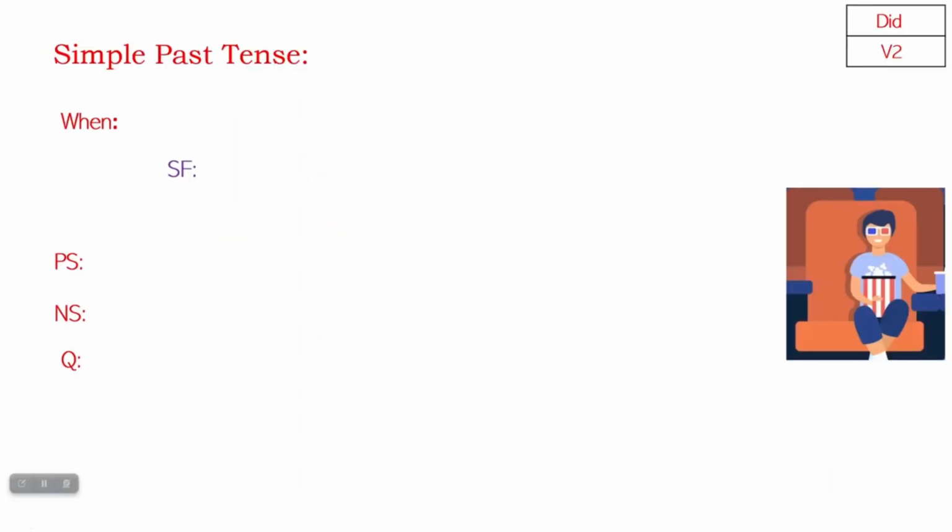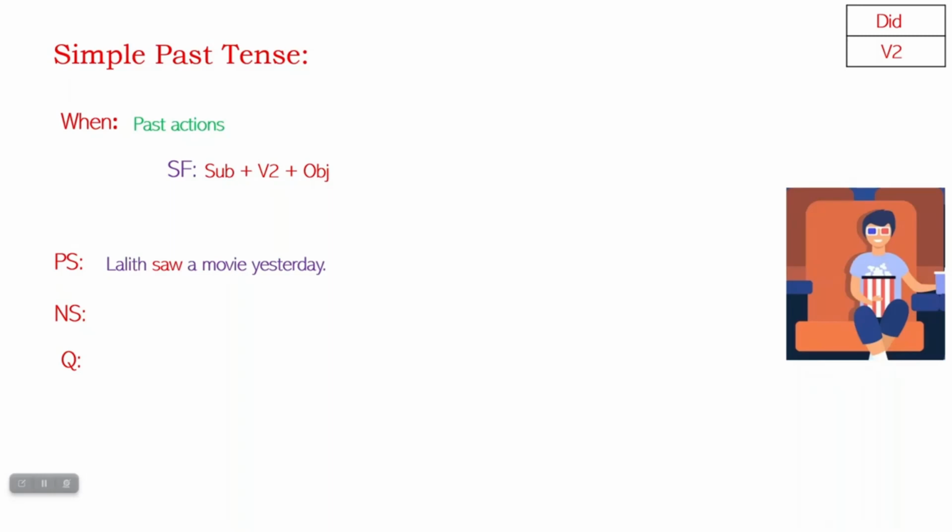And next, simple past tense. When talking about past actions, we use simple past tense. For already completed actions, we use simple past tense. Sentence formation. Here we are using subject plus V2, verb second form, plus object. Here we are not using any helping verb in the positive sentence. Let's take an example. Lalit saw a movie yesterday. Here we are taking the verb second form, saw. Lalit saw a movie yesterday. We are not taking any helping verb in the positive sentence.